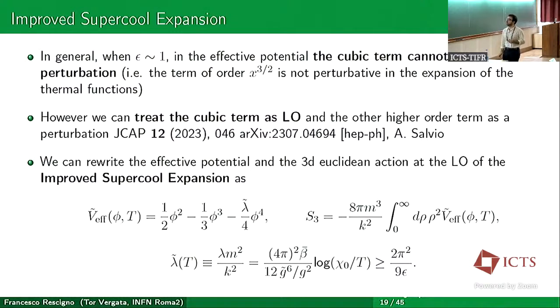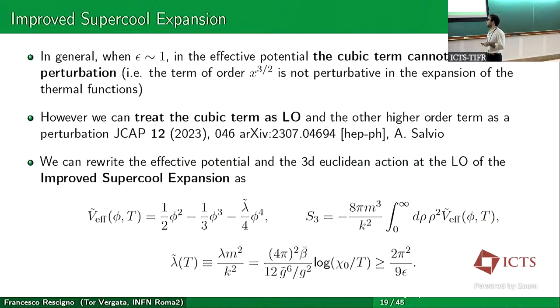So the effective potential takes this form here at a leading order. Here we also have a cubic term. The action is this one here. And as you can see, since we are including the cubic term, we have also to include the G tilde parameter. So in the improved supercooled expansion, we need 4 parameters. We did a bit of rescaling here, and this parameter here is defined as follows. And for epsilon of order 1, it is typically of order 1.